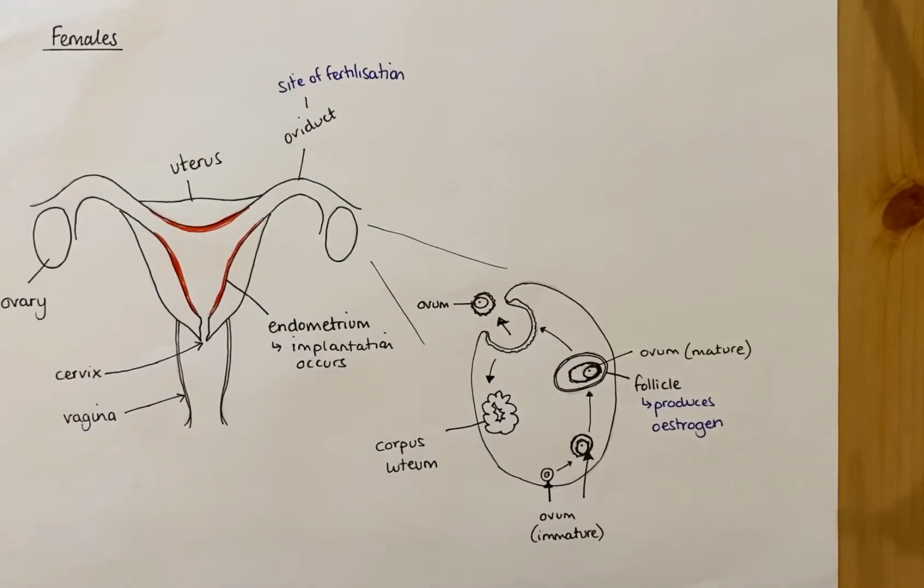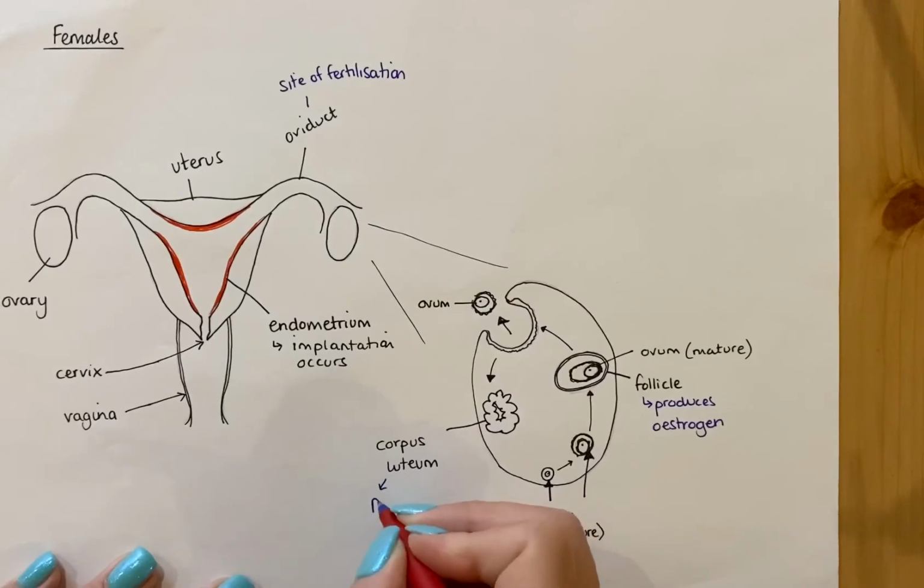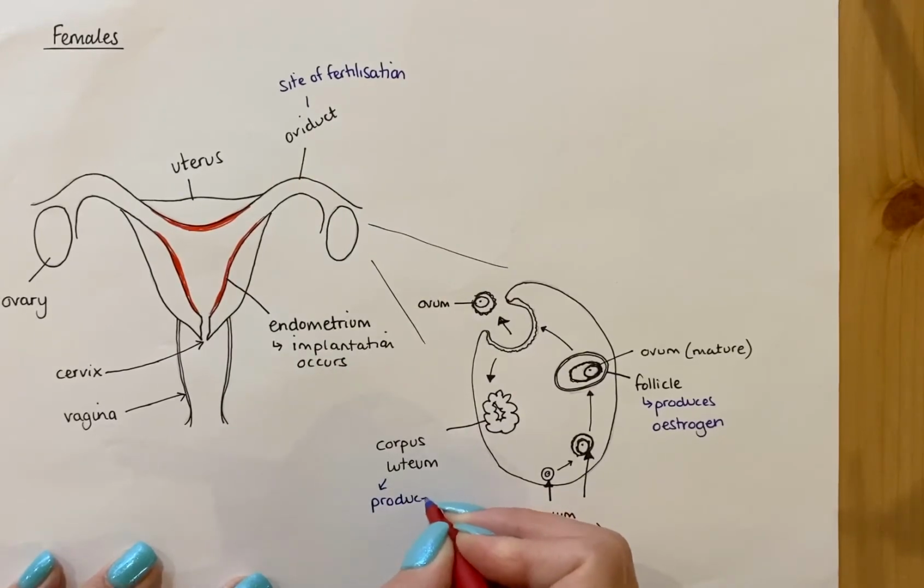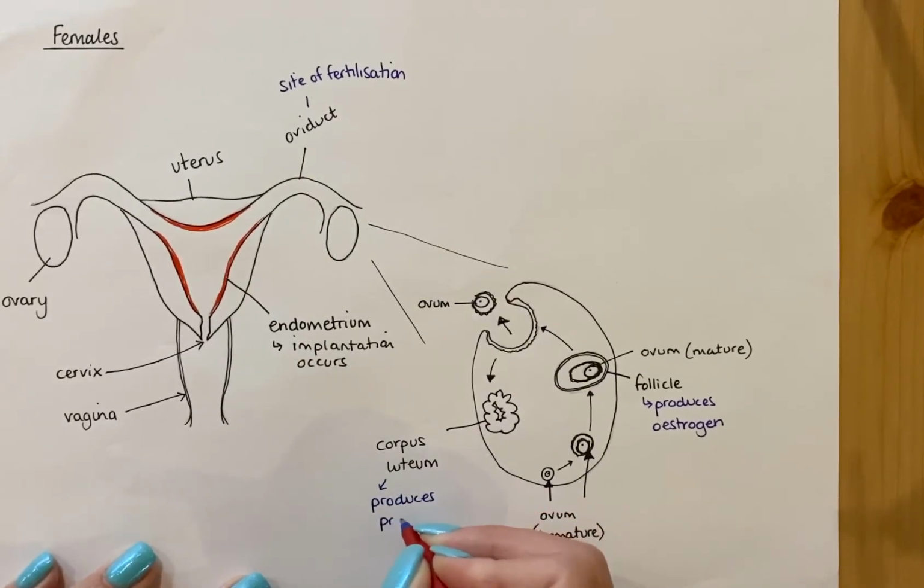Now, the corpus luteum is another structure that produces another hormone. So that hormone it produces is another long named one. It produces what's called progesterone.